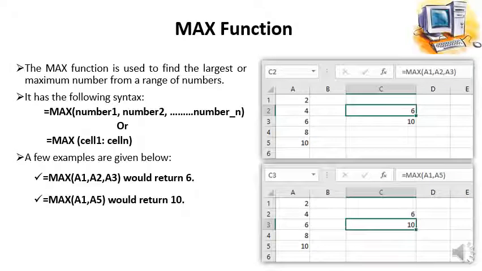Another example is MAX A1 and A5, which would return the value 10, because A1 contains the value 2 and A5 contains the value 10, so 10 is the largest value. MAX 10, 33, 200 would return 200, because 200 is the largest value.